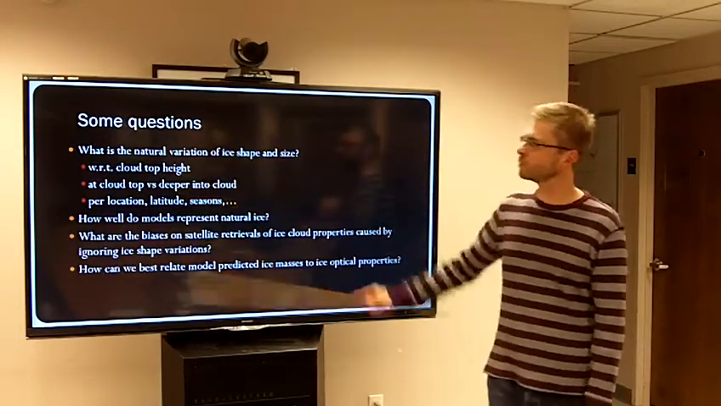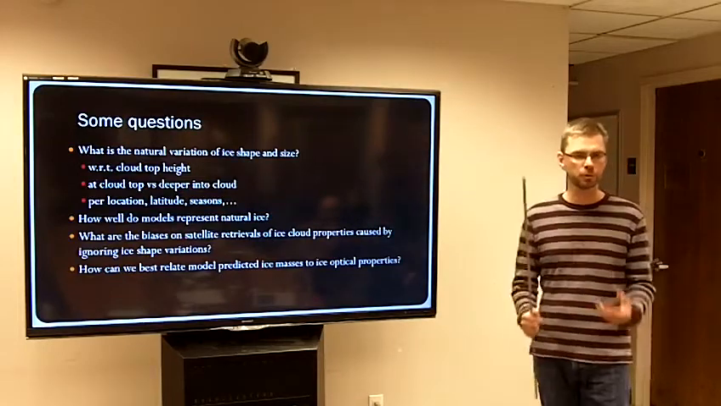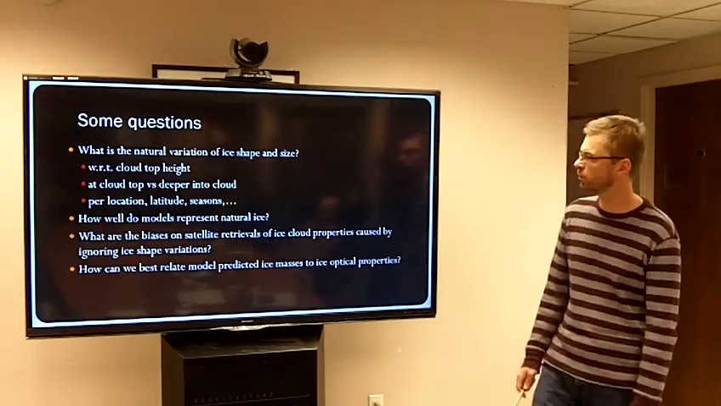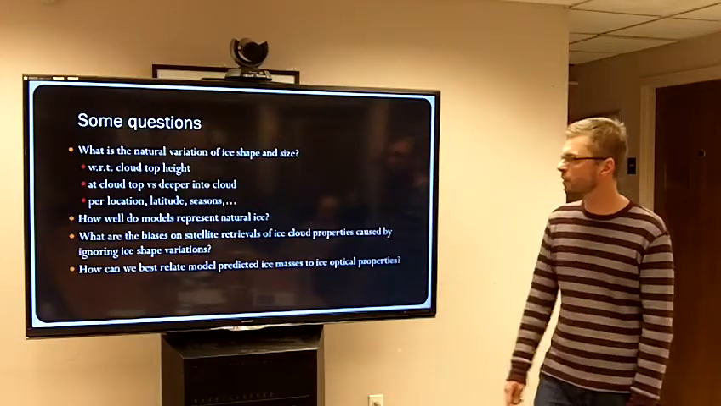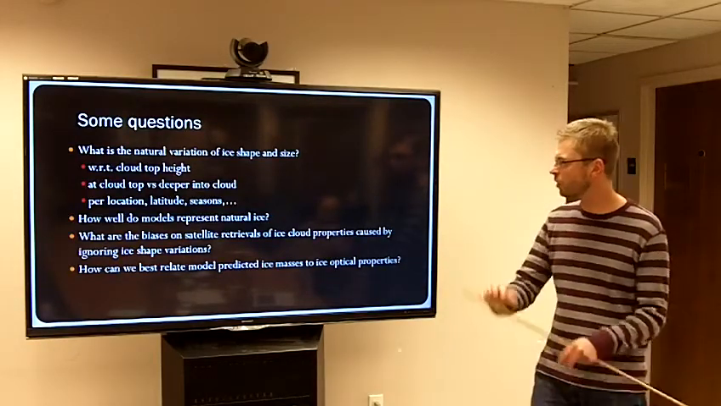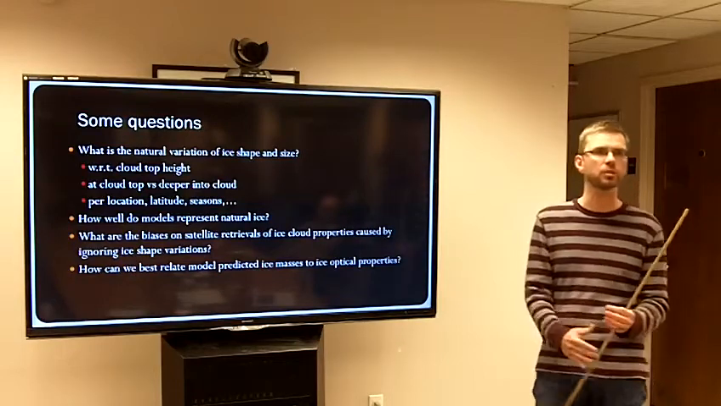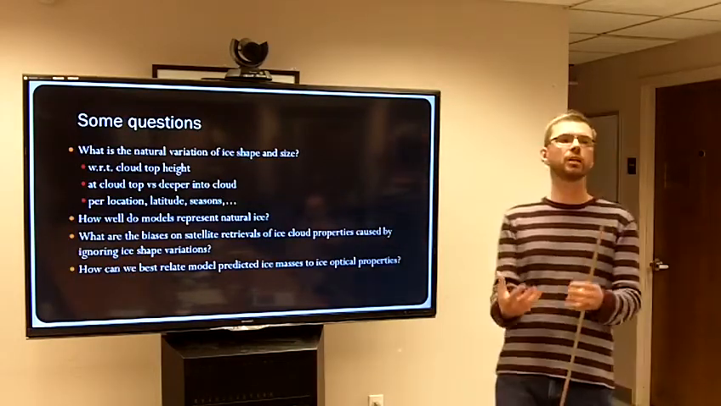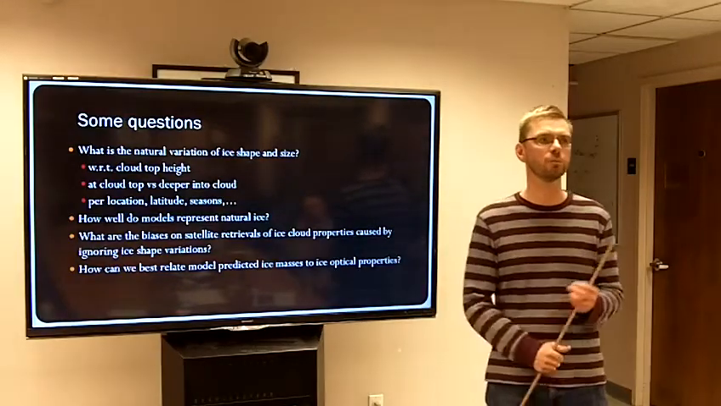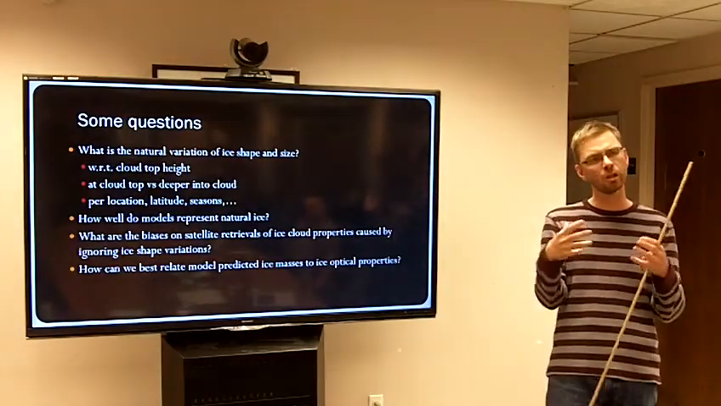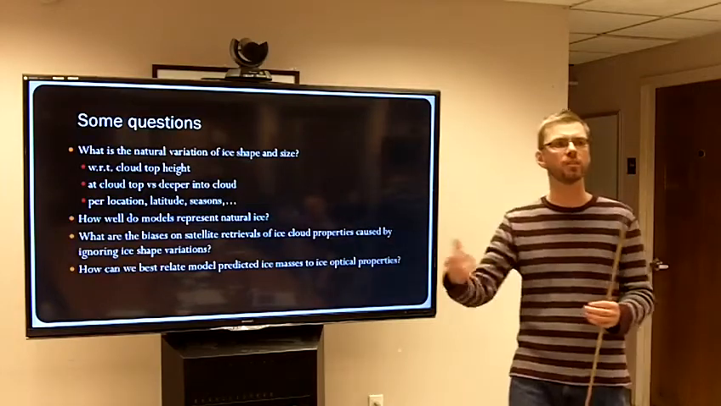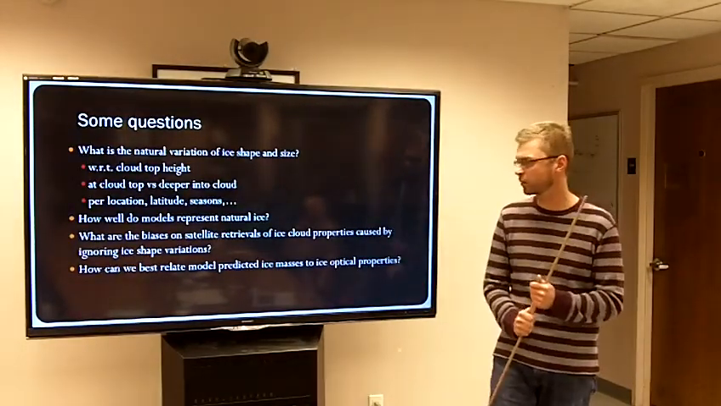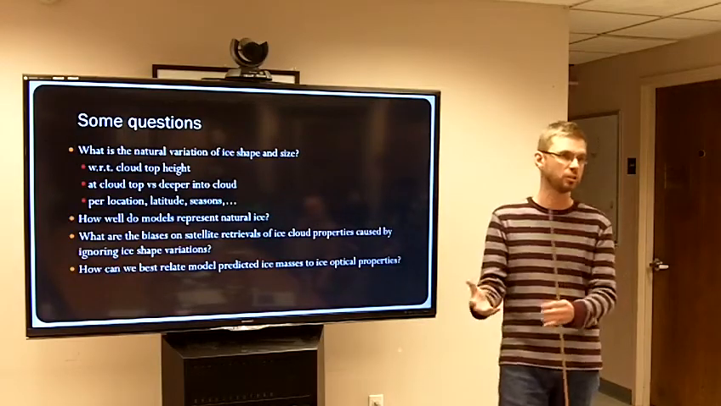And then, we can deduce some information about ice sizes and shapes from satellite. But what are the biases on those retrieved properties caused by ignoring the shape variations? So mostly we pick just one shape to model our ice optical properties, and that has some bias if the shape is changing.